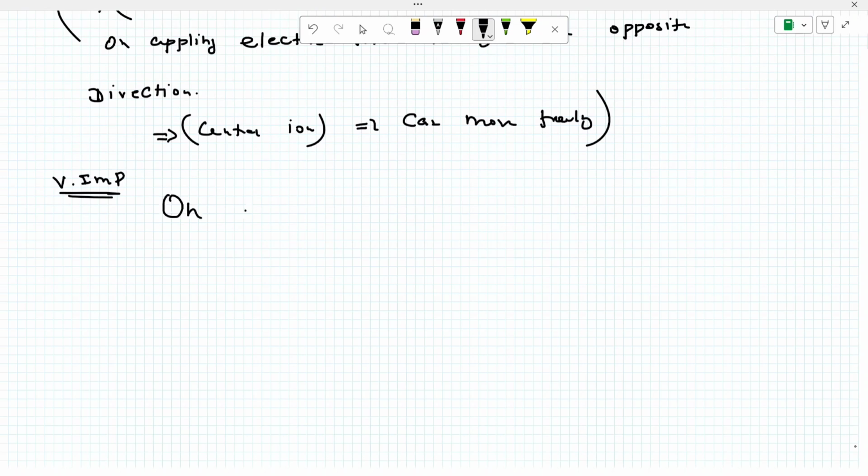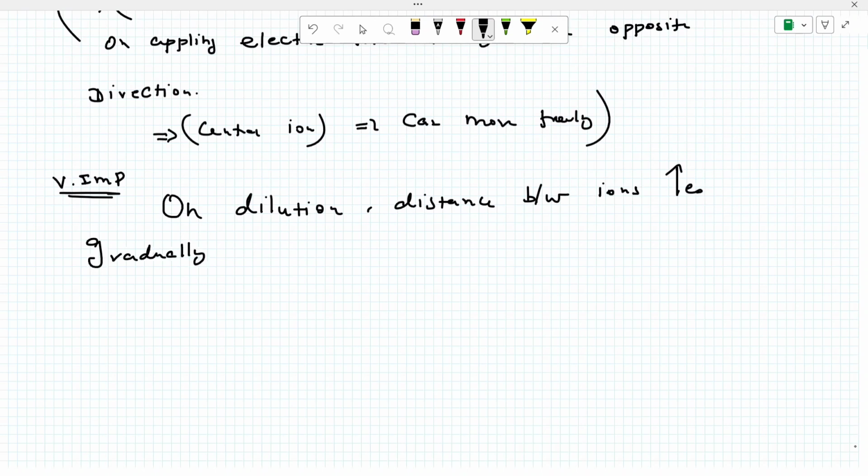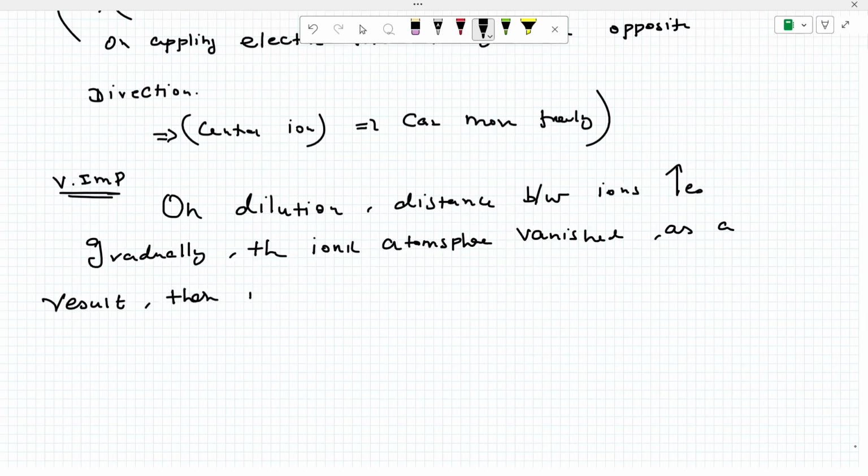What is important now? On dilution, the distance between ions increases gradually. The ionic atmosphere vanishes as a result. These ions move more freely. Just wait. Ions move very freely. Therefore, the molar conductance increases.